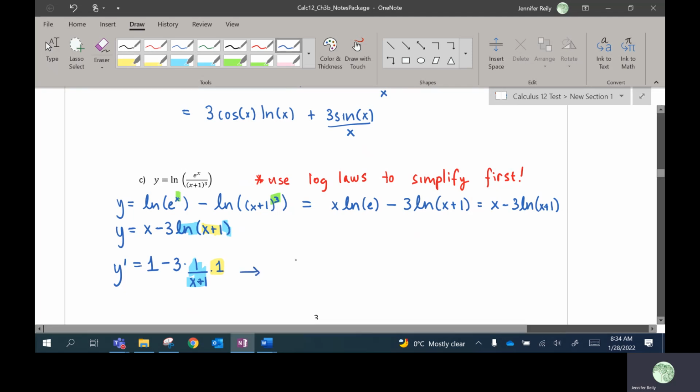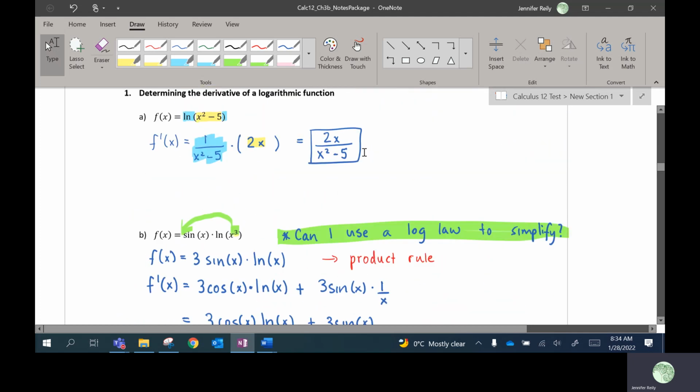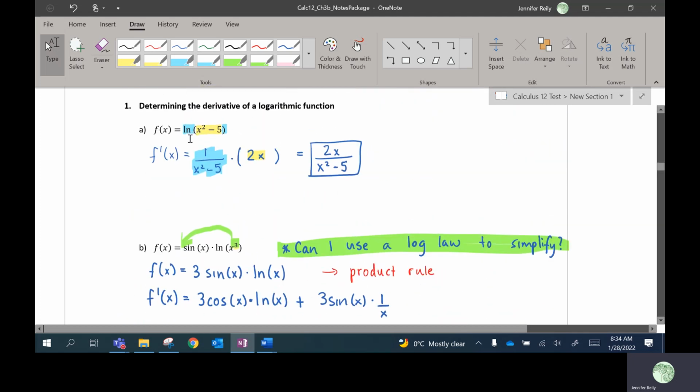And then times the derivative of the inner function, which in this case is actually just 1. So I'm going to write this a little bit nicer for my final answer. 1 minus 3 over x + 1. Look how simple that derivative looks compared to what we started with at the beginning. So that's why it's really important you use those log laws to simplify your answers first. Okay, so all 3 of these questions here, we were taking the derivative of functions that involved a ln.